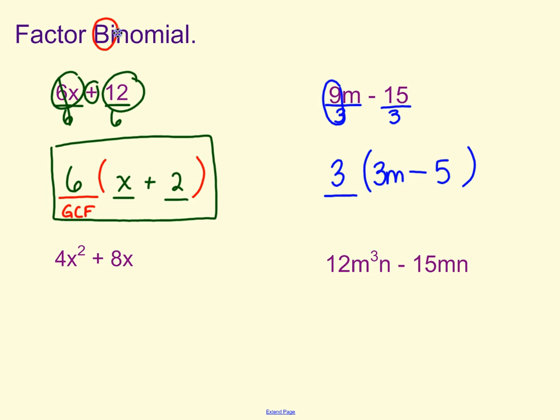Alright, moving on to the next one. Let me kind of illustrate that. How do you know if you got the GCF or not? So we're factoring a binomial. There's a plus sign in the middle. You can go ahead and put the plus sign in there if you want.